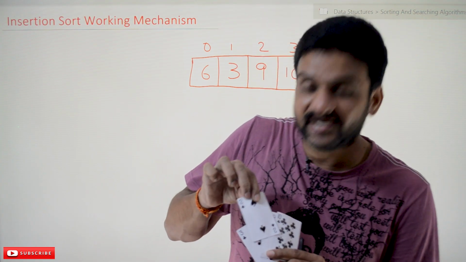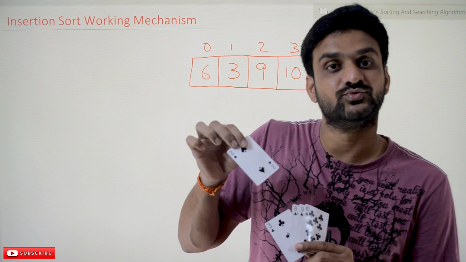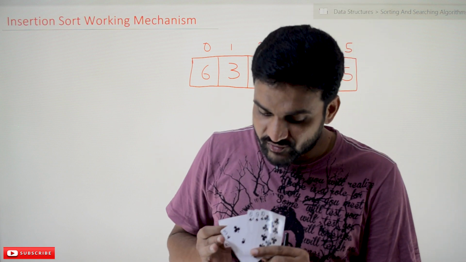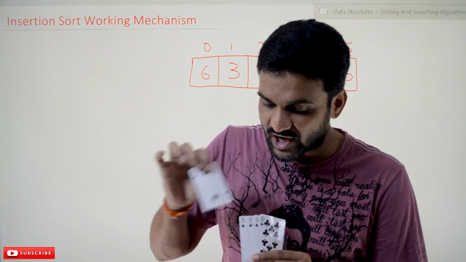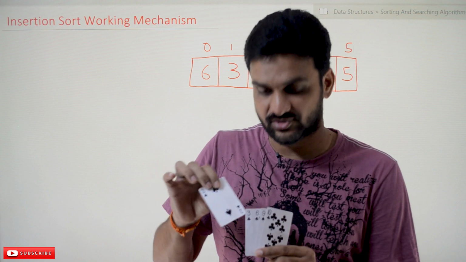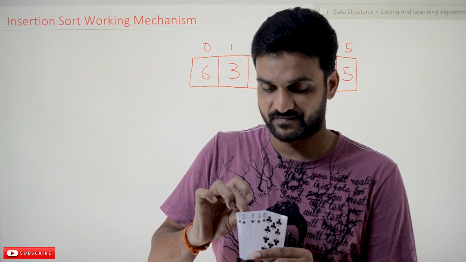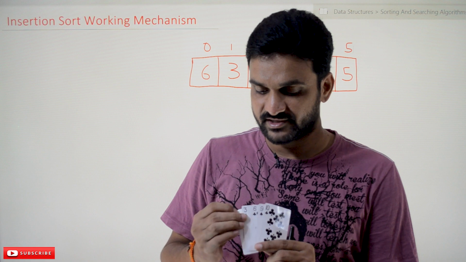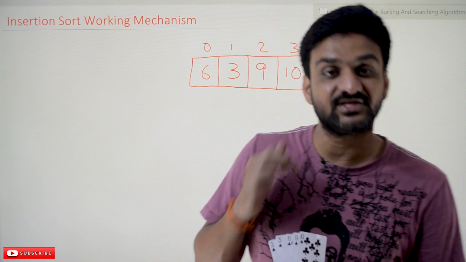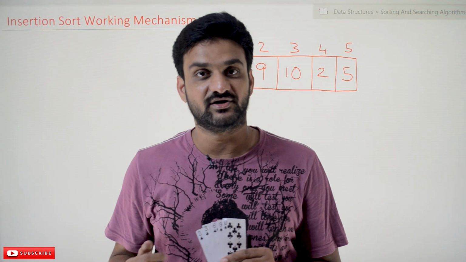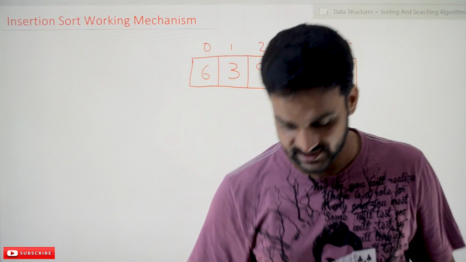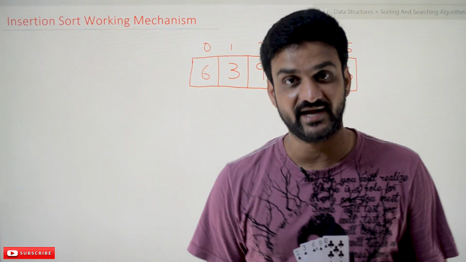Now is 3 greater than 2? Yes, it is true. So what we are going to do? We are going to shift it. So are there any elements? No, there are no elements. So just keep it. So are the elements in the sorted order? Yes, they are in the sorted order. We'll take one more card and see how things will end.